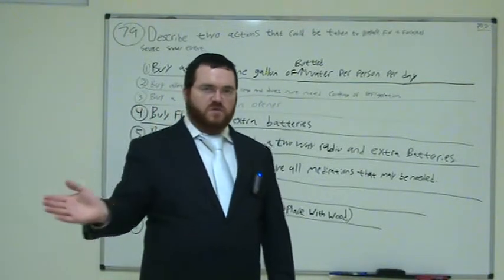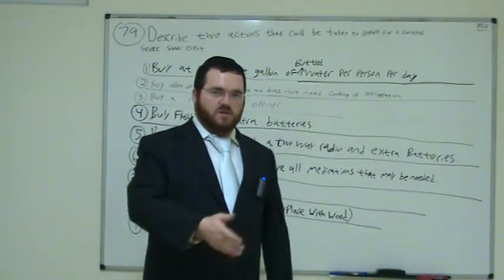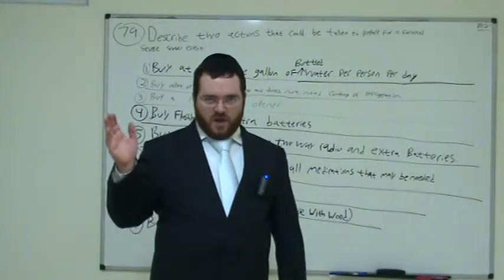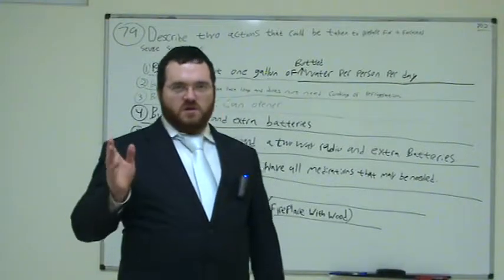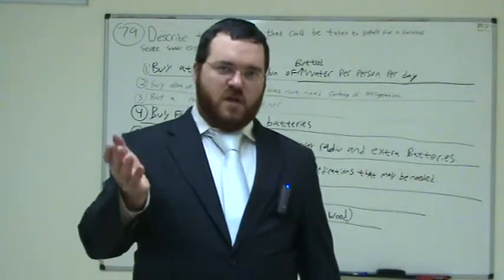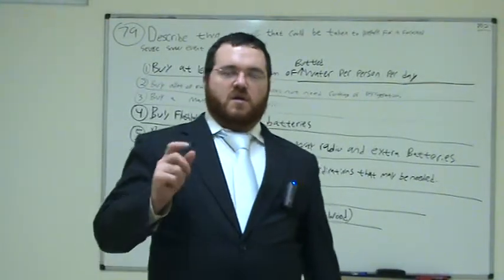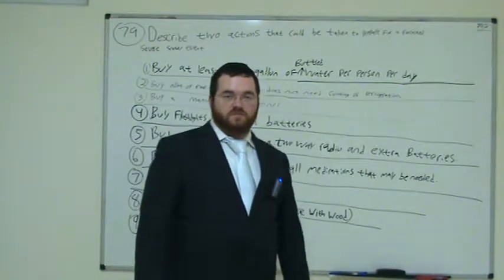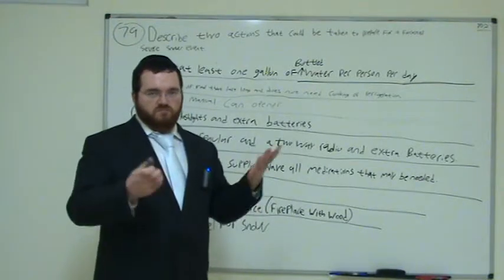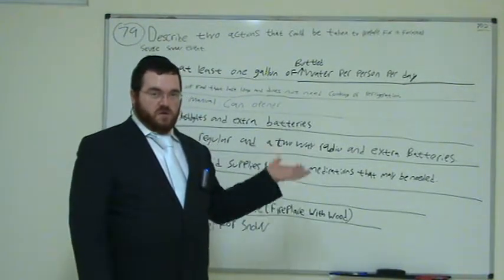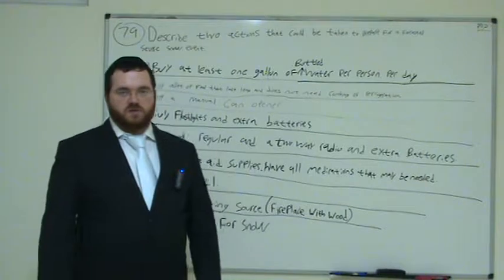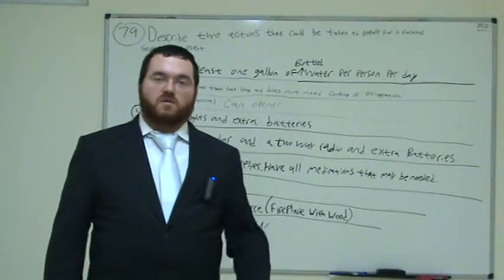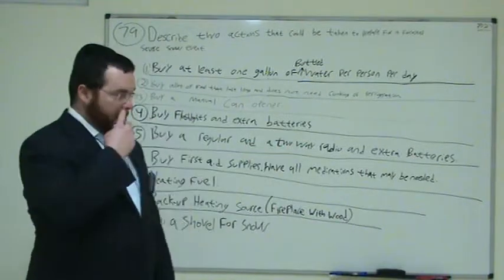So if the snowstorm is supposed to last for a few days, and another snowstorm is supposed to come in, and it's going to last for, let's say, a week, and you have 5 people in the house, so you have 7 days, 5 people, that's 35 gallons of water. But usually, in a region like New York City, you're not going to have a snowstorm that lasts more than a day or 2, maybe 3.